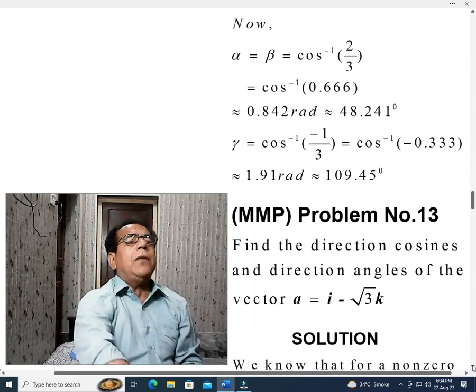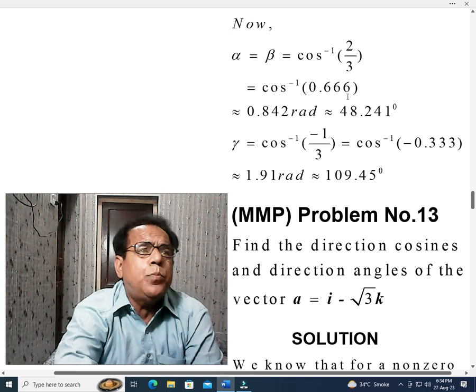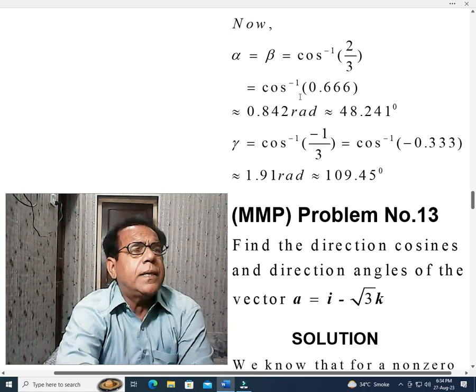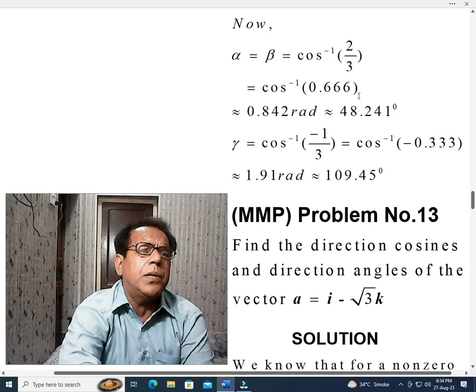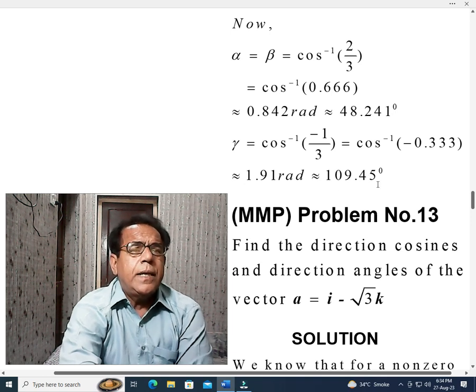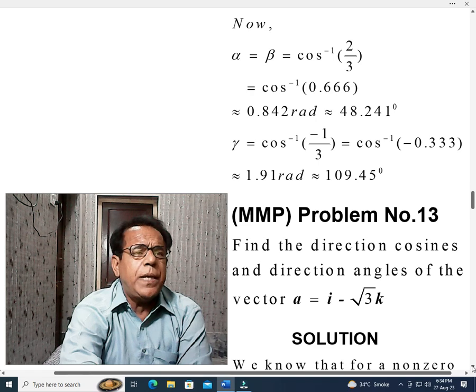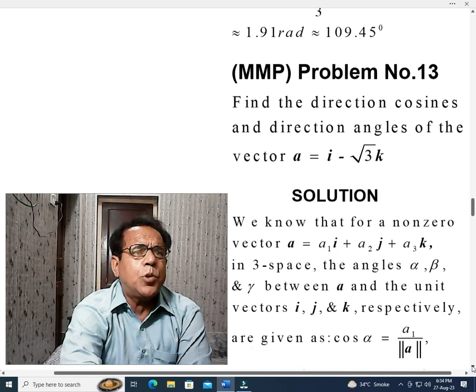Now alpha or beta is equal to cos inverse 2 by 3, becomes equal to cos inverse 0.666, and its value from internet has been taken as equal to 0.842 radian. This becomes equal to 48.241 degree. Similarly, value of gamma is equal to cos inverse of minus 1 over 3, this in radian, this in degree. Dear students, the last two tables in the end of this problem are also very helpful.